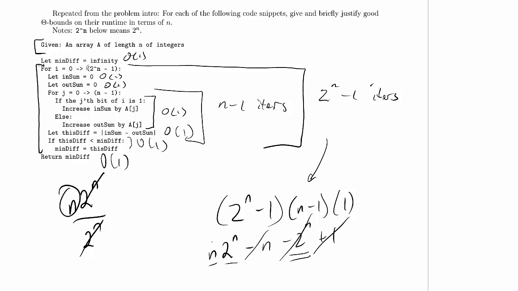So overall here, we've got a runtime of theta of n times 2 to the n, which is a really fast growing function. So hopefully we do not have to run this on a very large array. And that completes our problem. And that also completes Problem 2. Next we will work on Problem 3.